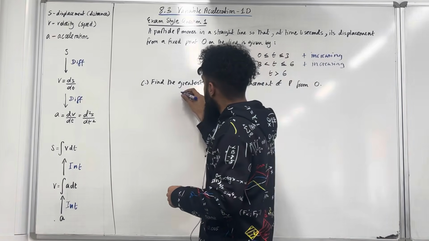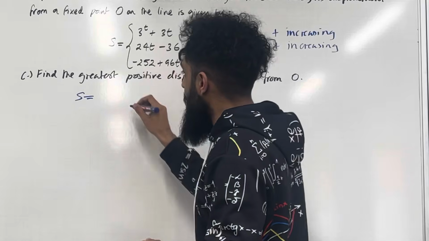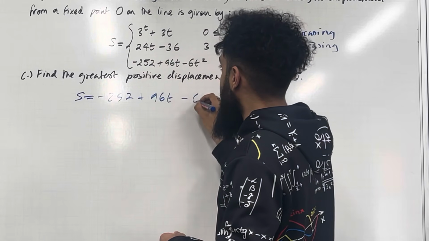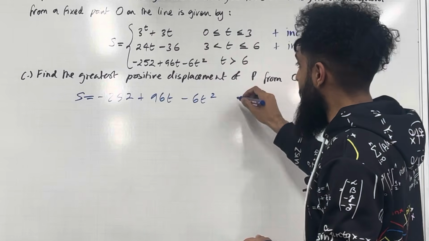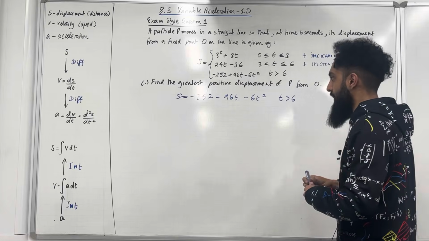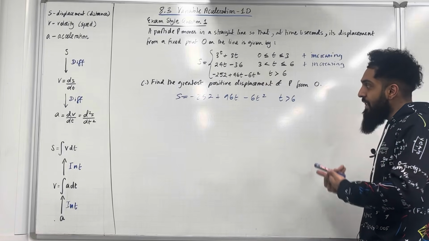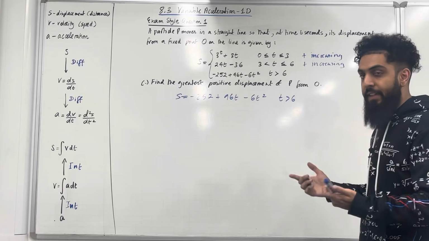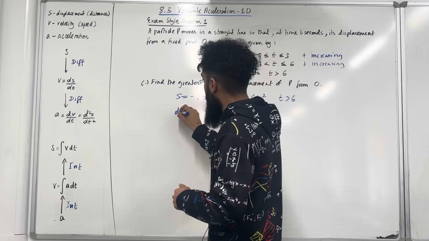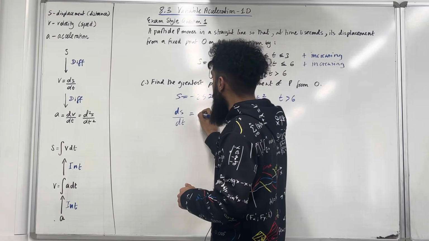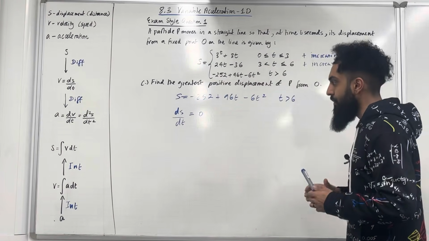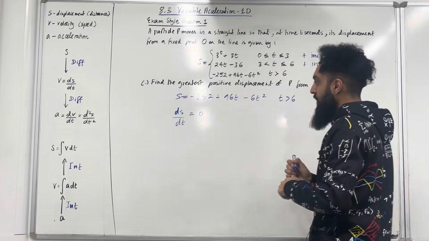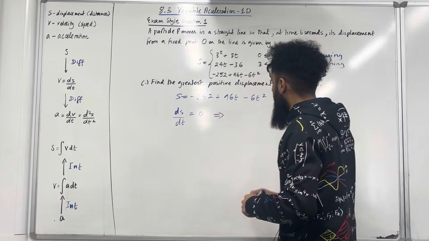Now, we're going to be using the third displacement equation, s equal minus 252 plus 96t minus 6t squared. We know that this is defined for t is greater than 6. We want to find the greatest positive displacement. Now, the displacement is a maximum when ds over dt is equal to 0. Okay, so if we differentiate the displacement equation, we get the following result.